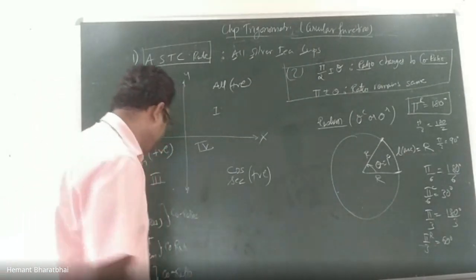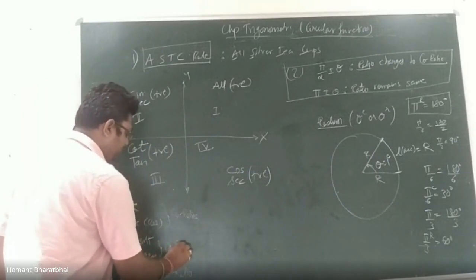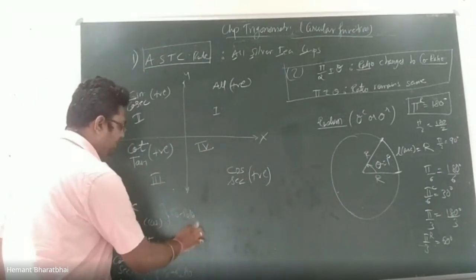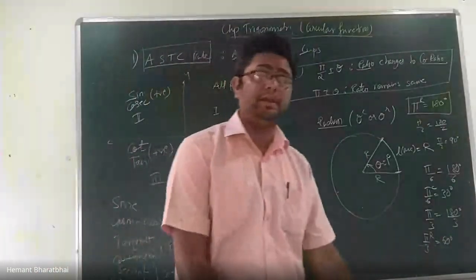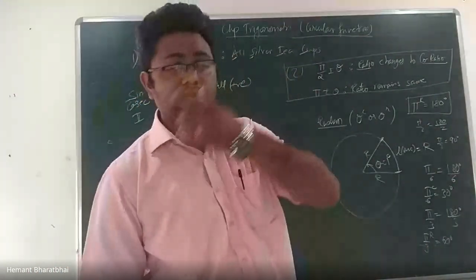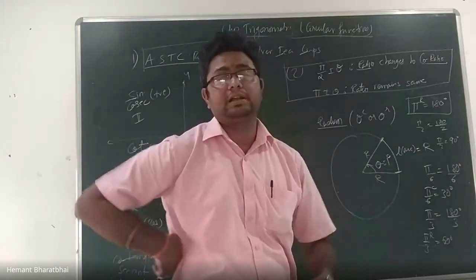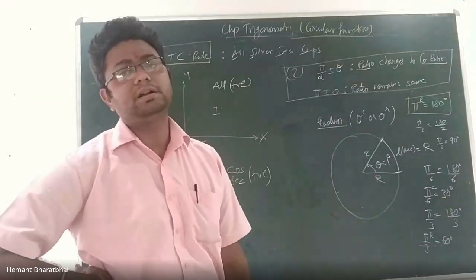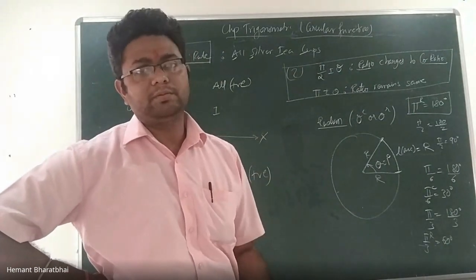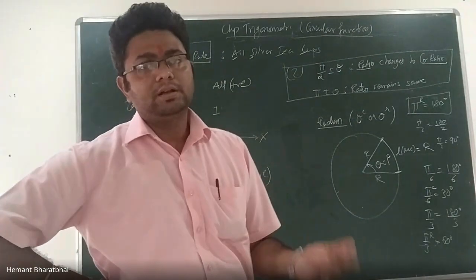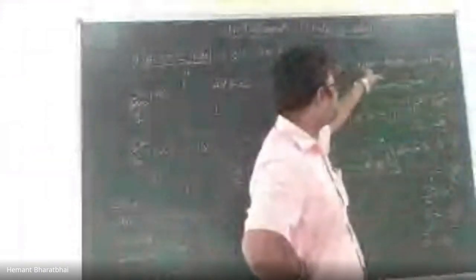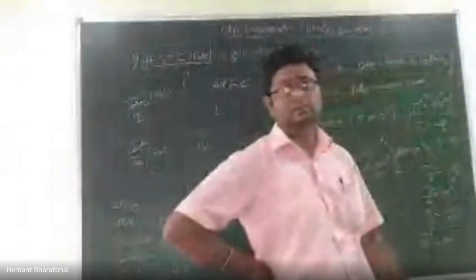When I say that ratio changes to co-ratio, what does it mean? Sine will get converted to cos, cos will get converted to sine. Similarly, tan will get converted to cot, cot will get converted to tan. Similarly, sec will get converted into cosec, cosec will get converted into sec. This is what I mean by ratio changes to co-ratio.